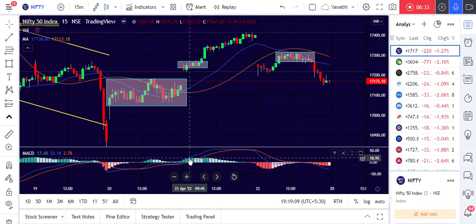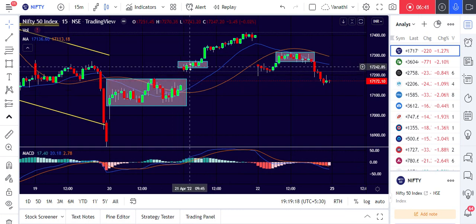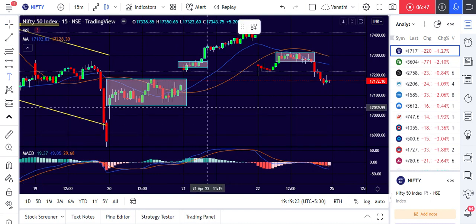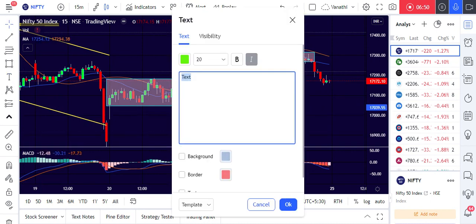Okay, so we have to buy when MACD is above 0, and at the same time the price is above the moving average. It has to confirm these two conditions: MACD above 0, and also price above the moving average. These two conditions should be satisfied for a buying entry.